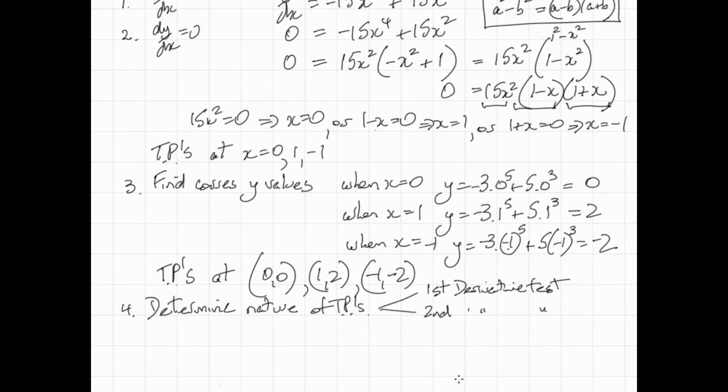How do you know which one to use? Probably the quickest way, if it's possible, is to use the second derivative test, which I would encourage you to use when it's easy to find the second derivative. Up here we've got the first derivative, dy/dx, equal to negative 15x to the fourth plus 15x squared. Now that's easy to find the second derivative of.